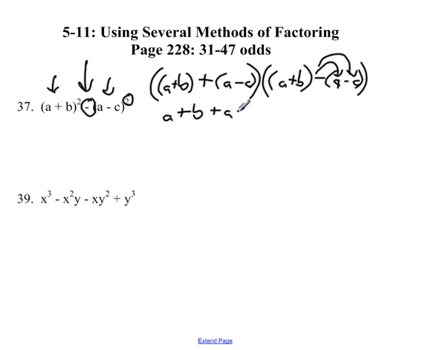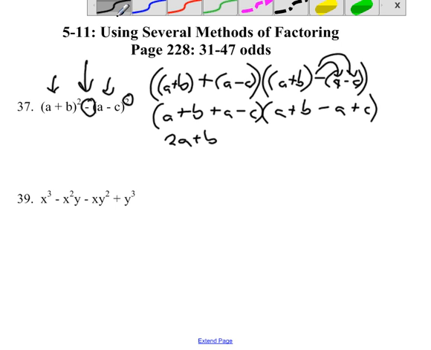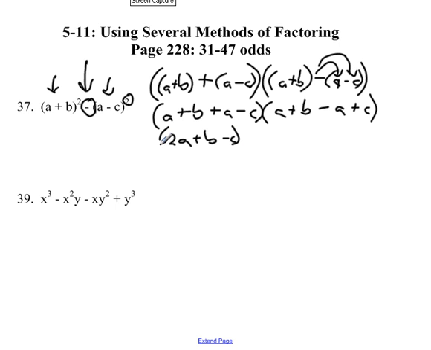A plus b plus a minus c is your first set, and your second set is a plus b minus a plus c. So in this first set I have a plus a giving me 2a, and then plus b plus, so it's minus c. Let's erase that. Right, so that becomes 2a plus b minus c as your first parenthesis. And then your second set, you have an a minus a. Those cancel. All you have left is b plus c. And you cannot go further.